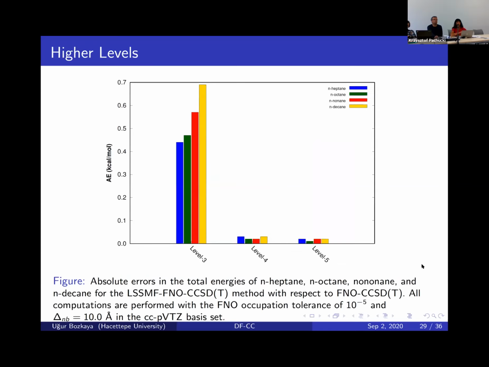Okay. Thank you. Next, we analyze the effect of levels, and we run calculations with level 4 and level 5 in addition to level 3 for the linear case. And we observe that, of course, if you consider larger fragments, the error is significantly decreased.